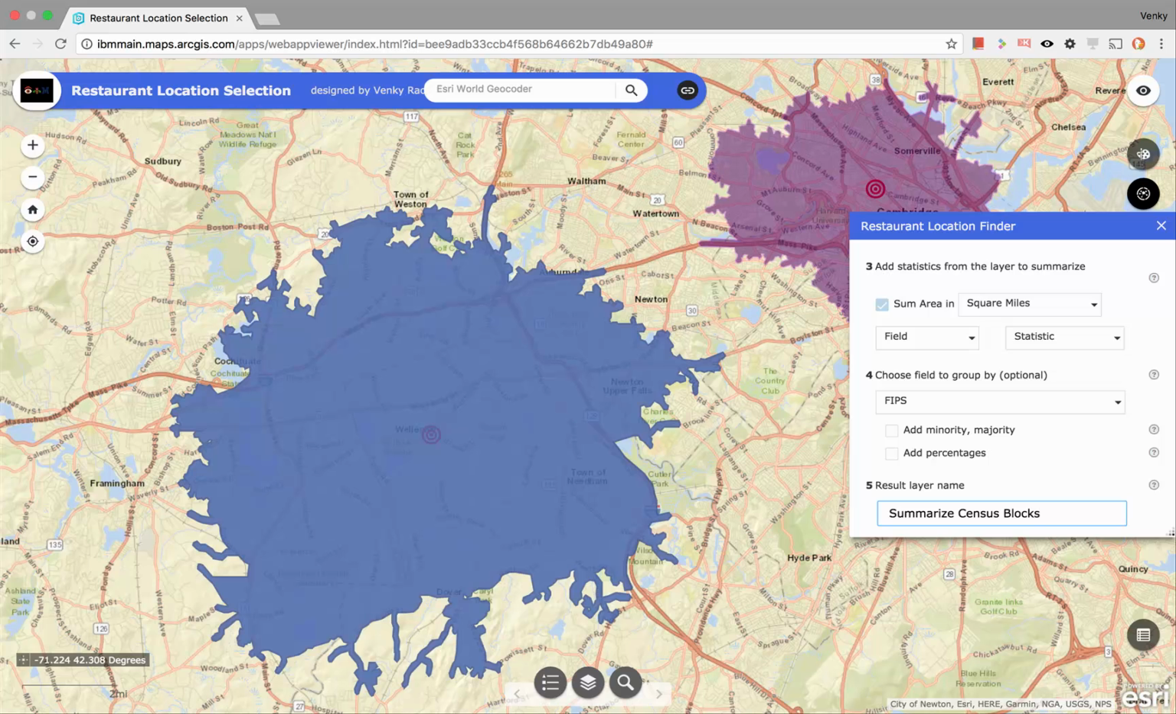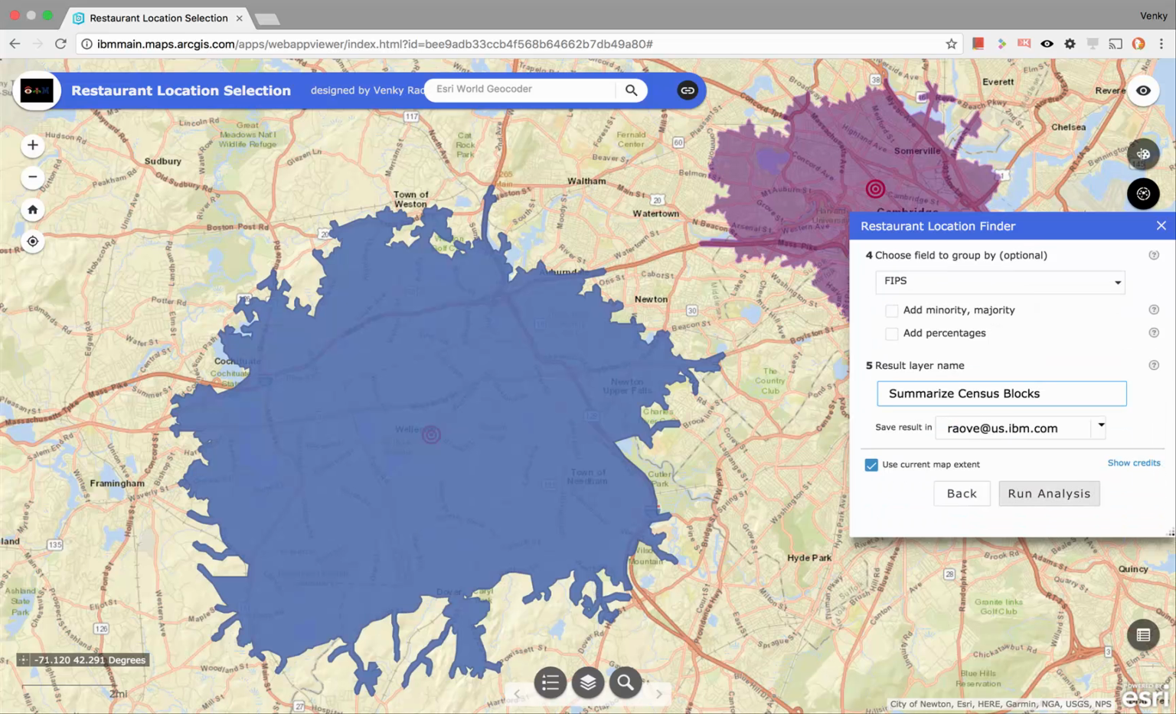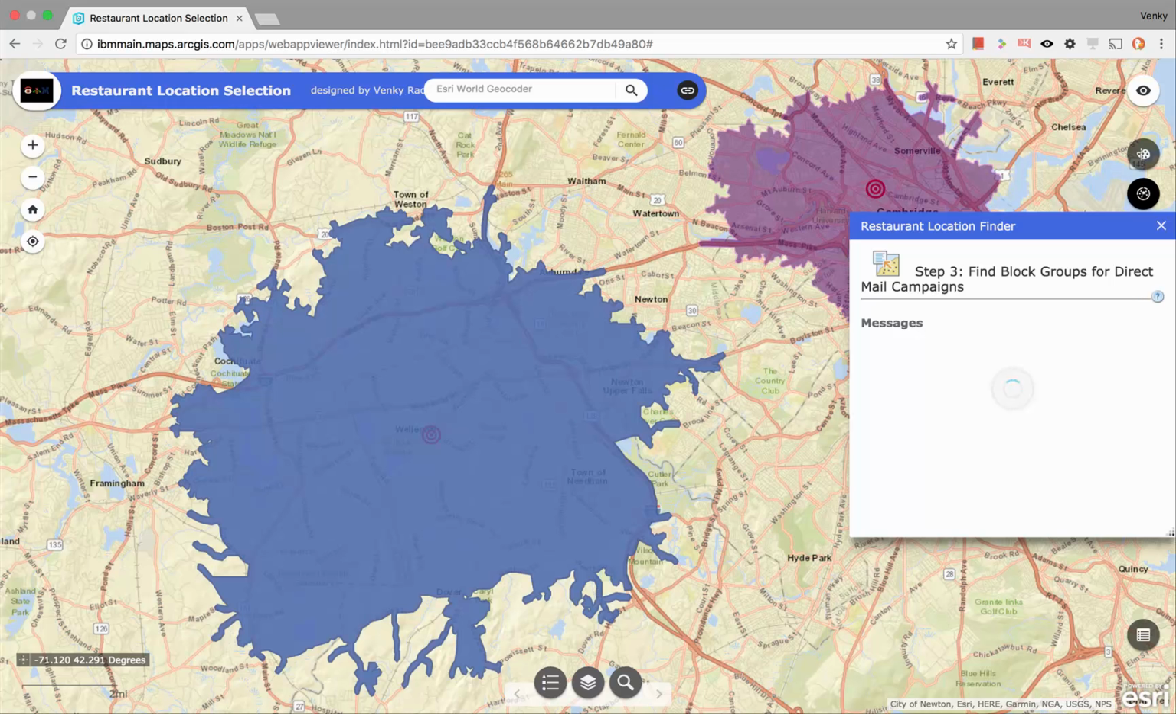A final step in our analysis is to determine the list of block groups that our restaurant covers so that we can conduct a hyper-localized and targeted marketing campaign. So we choose our preferred location, which is Wellesley, and we leave out Cambridge from further consideration. And then we run an analysis on the FIPS to identify whom we should target in a direct marketing campaign. So let's go ahead and run this analysis.